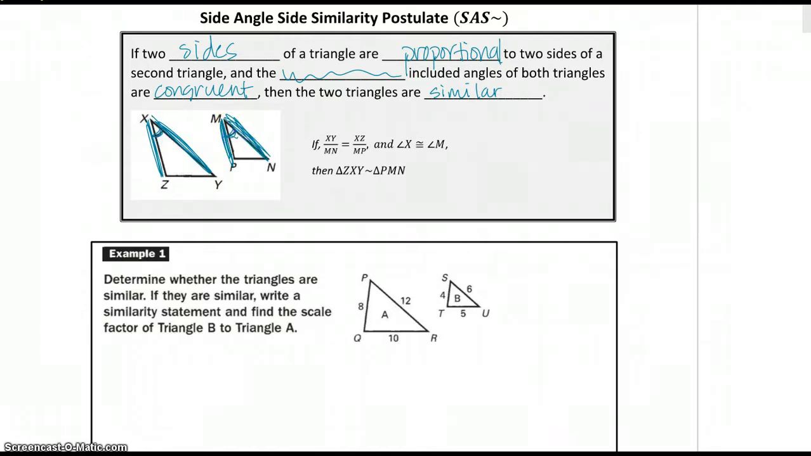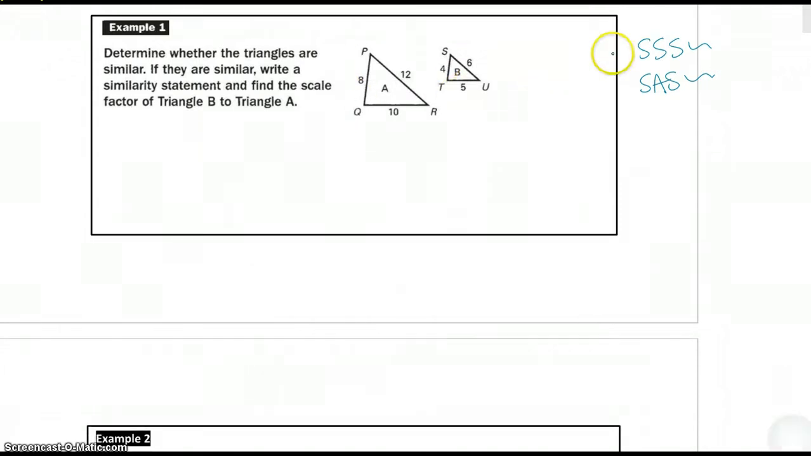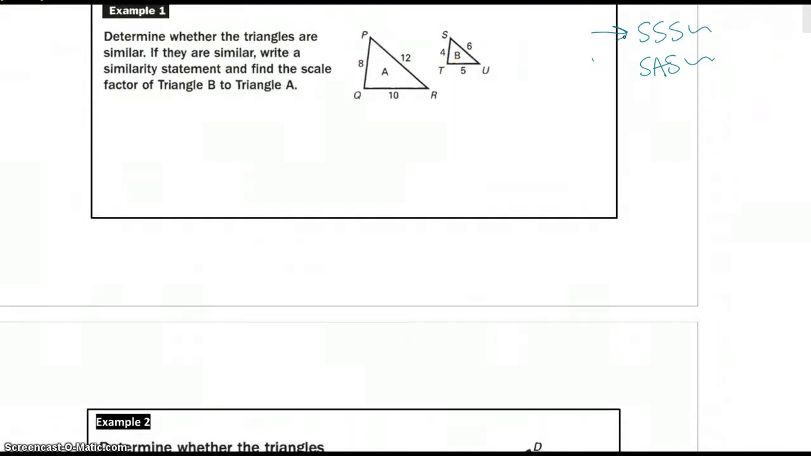Okay, so let's look at some examples. Example number 1 says determine whether the triangles are similar. If they are similar, write a similarity statement and find the scale factor of triangle B to triangle A. Okay, so we have two options in this section. We have side-side-side similarity, and we have side-angle-side similarity. It looks like we have three pairs of sides here, so we are testing side-side-side similarity, which means we want to make sure that all of the ratios are the same between the corresponding sides.